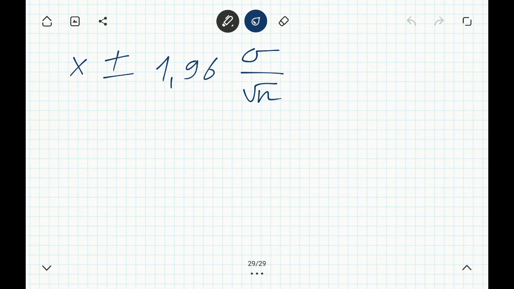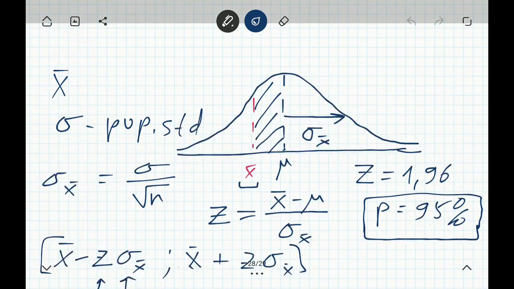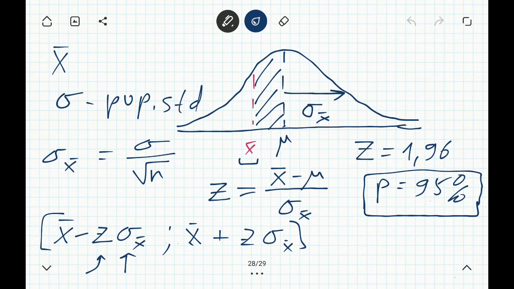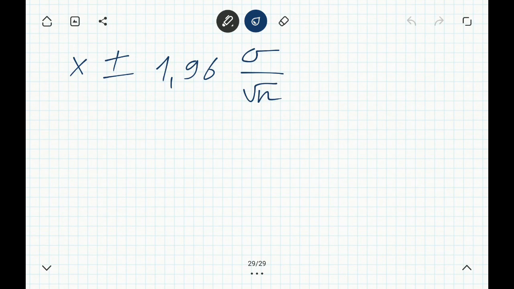So looking at the Z table, you can also notice that when you take larger values of Z, then your probability becomes higher. So if you want to be more sure in your interval, then you need to make that interval wider. And if you need tighter intervals, then you have to accept that your probability will be very low.